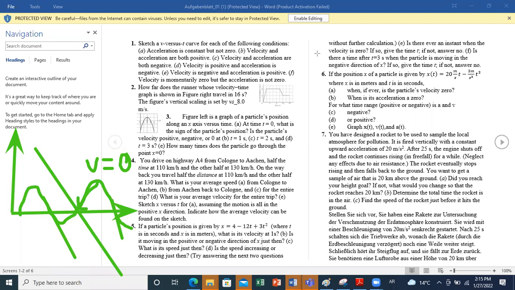You need to have the intersection point be the max or minimum. Exactly, very good. If the intersection point with T is a maximum or a minimum, then at this point V is 0 and A is 0. For example, like this.